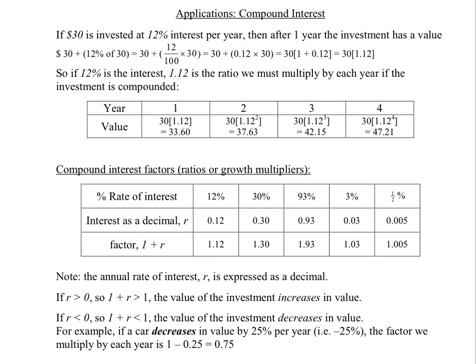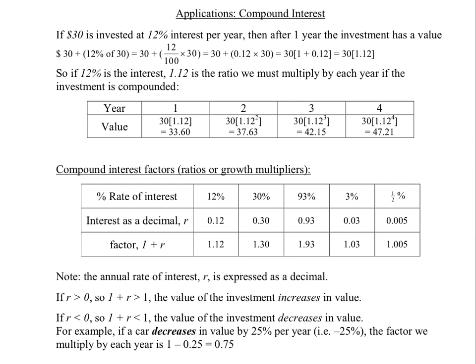Now, what's more, if you want to know what's in your account after the second year, you can calculate how much is in there after the first year by multiplying by 1.12. To go from the amount after the first year to the amount after the second year, you would just have to multiply this number by 1.12. Or you could take the original amount, 30, and multiply it by 1.12, and then by 1.12 again, or by 1.12 squared, to get this new amount.